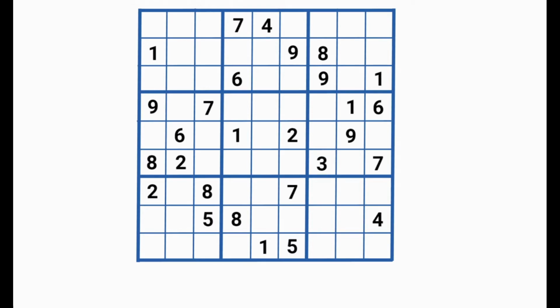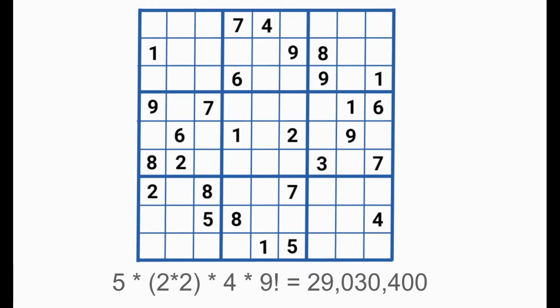set of numbers. So we've got 5 games at each level. They can be transformed by 2 sets of 2 flips, multiplied by 4 rotations, and then multiplied by 9 factorial for the number of replacements. This gives a total of 29,030,400 unique games for each level.